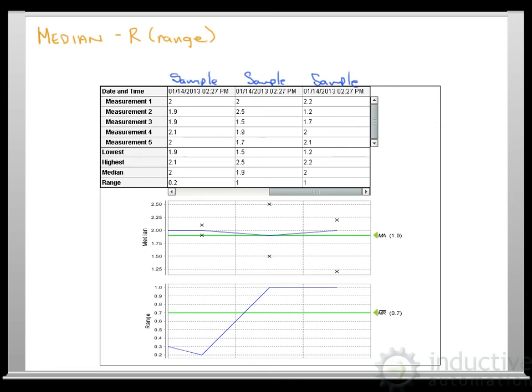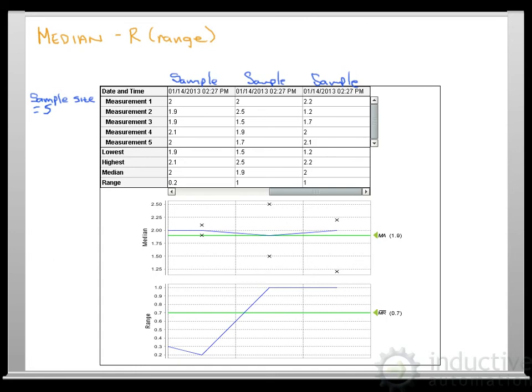And over here we can see our measurement count is 5, or sample size equals 5. But then we see some different things. We see some different items down here.